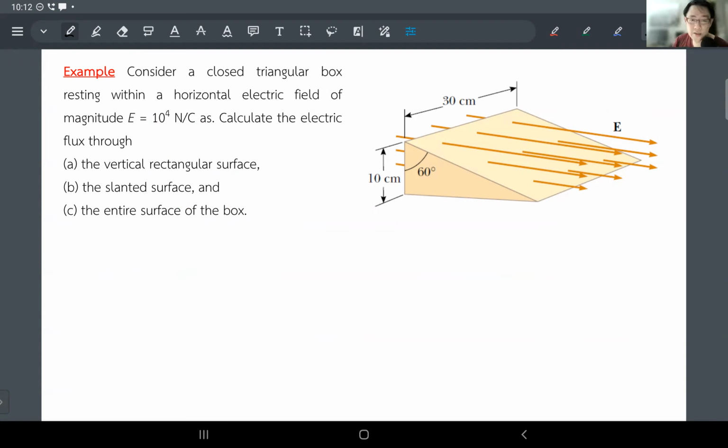Consider a closed triangular box resting within a horizontal electric field having the magnitude given. Calculate the electric flux through, okay, now you have a vertical rectangular surface.